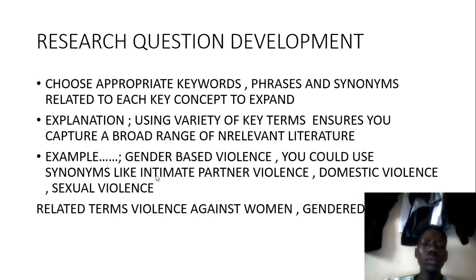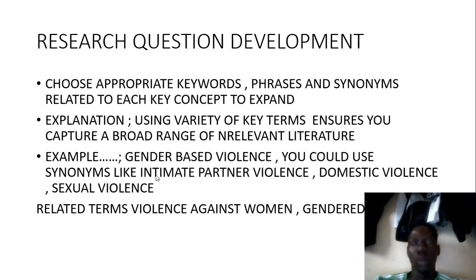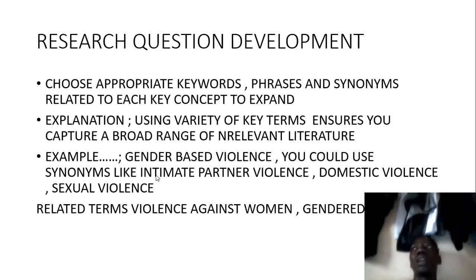This includes using a variety of key terms that ensure you capture a broad range of relevant literature. Because when you have many terms for a certain topic, as we know, there can't be just one word. At least there would be another word to mean the same thing. So you have to look for many words that ensure a broad range of relevant results, because not everyone will understand the word you say. One would understand one word, another would know another one.